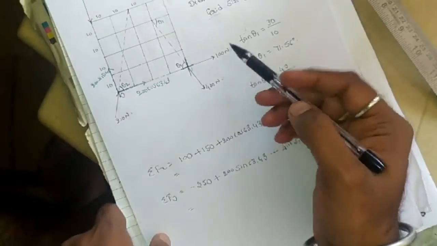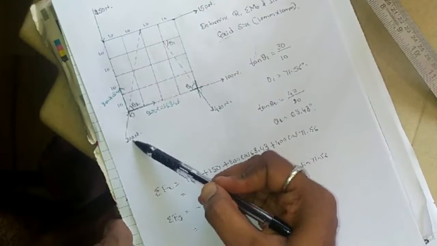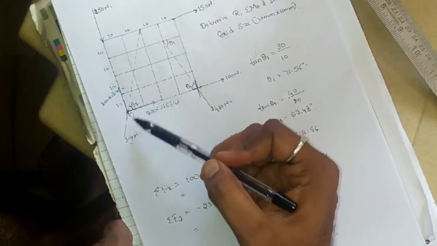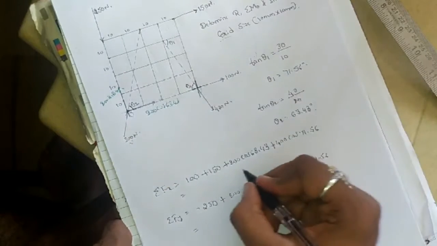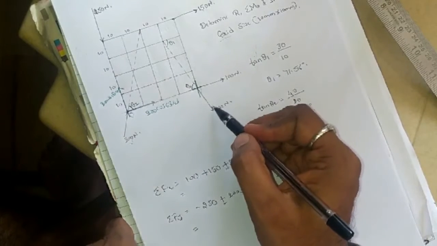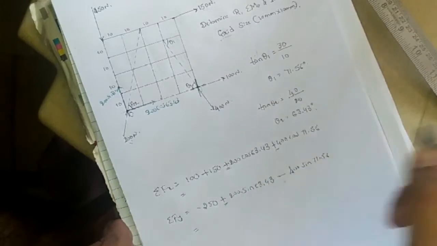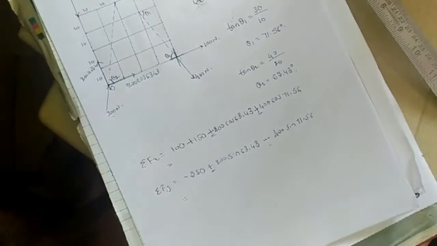So we have considered 100, we have considered 150, we have considered 250, we have considered this 200. This 200 is acting in the first quadrant. So in the first quadrant, x and y both are positive. So x is positive, y is also positive, right? This 400 is acting in the fourth quadrant. In the fourth quadrant, x component is positive, so positive, and y component is negative. Okay, now we'll solve this.